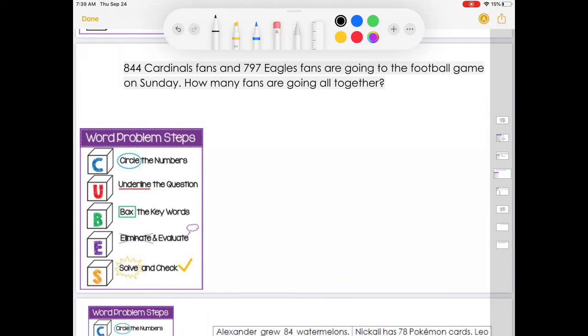844 Cardinal fans and 797 Eagle fans are going to the football game on Sunday. How many fans are going all together? So first thing, circle my numbers. Check. Underline my question. How many fans are going all together? Check. Box in keywords. All together, once again, tells me I'm going to add. It's a goofy plus sign. And then eliminate anything. I don't need to worry about eliminating right now. If I wanted to, I could cross off Cardinals fans, Eagles, because we're just talking about fans in general. And then solve and check.